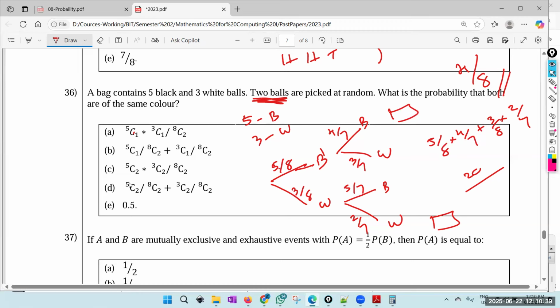Now that is a headache. That is another headache. Now the answers are in NCR. Anyway, let's simplify this and see what the answer is first. 5 into 4 is 20. 3 into 2 is 6. 8 into 7, 56. 26 divided by 56, right?